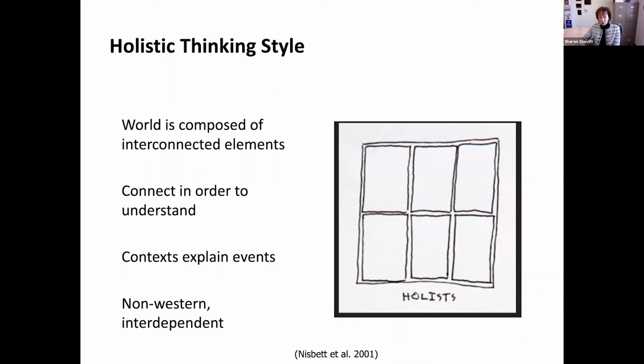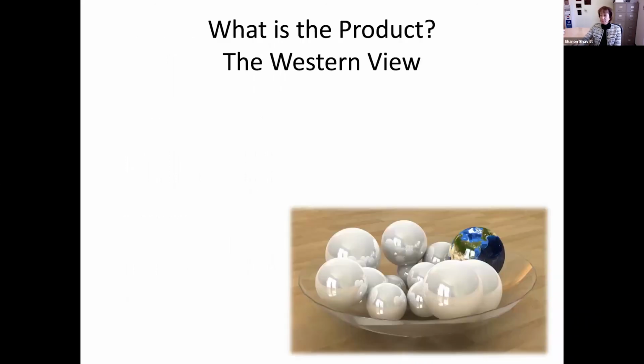So let me illustrate why these differences matter for marketers. Let's imagine that this bowl of shiny balls is a product. So if you asked, what's the product in this situation? It would be obvious. The answer would be obvious. It's that thing on the table.